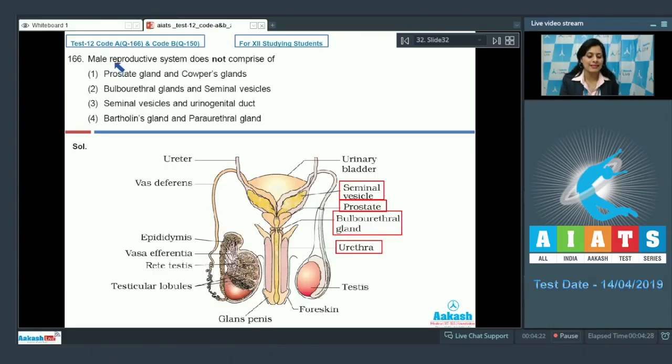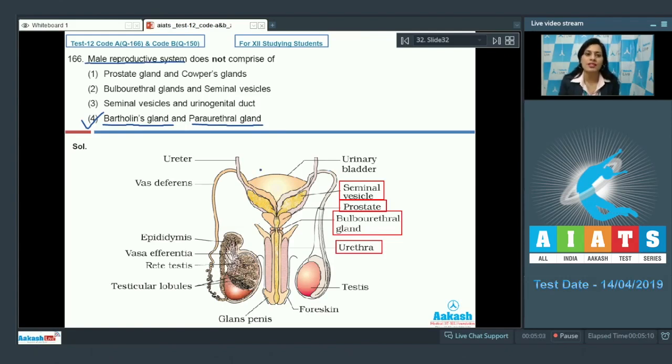Question number 166. Male reproductive system does not comprise of, and the options are prostate gland and Cowper's gland, bulbourethral glands and seminal vesicles and urinogenital duct, Bartholin's gland and paraurethral gland. And the correct answer to this question is option number 4, Bartholin's gland and paraurethral gland. Because these glands are a part of female reproductive system and not male reproductive system.